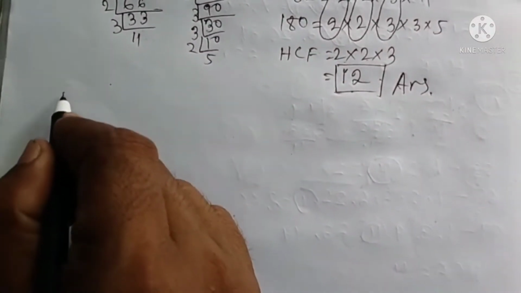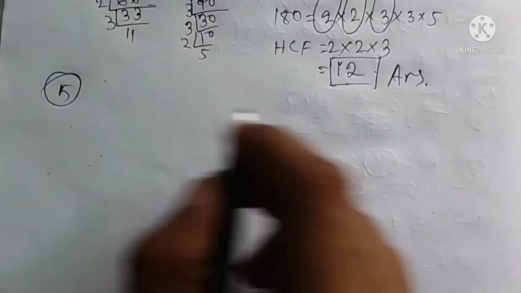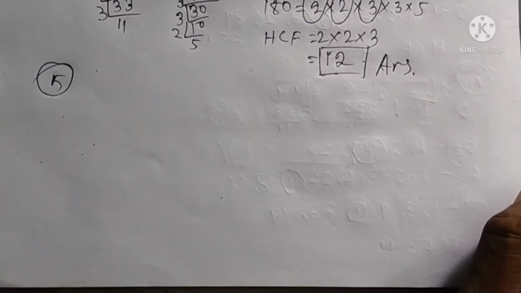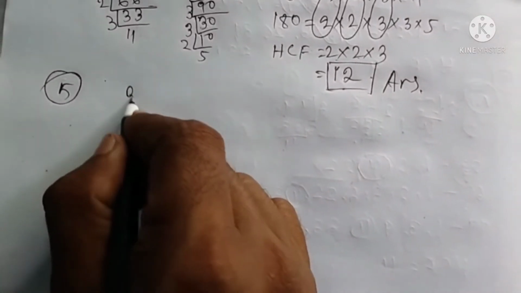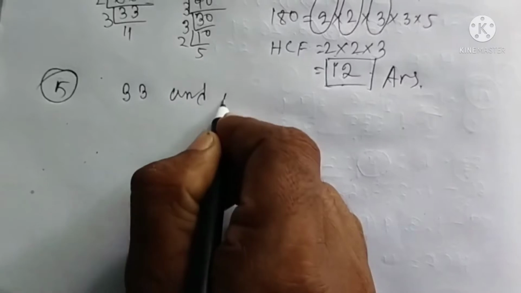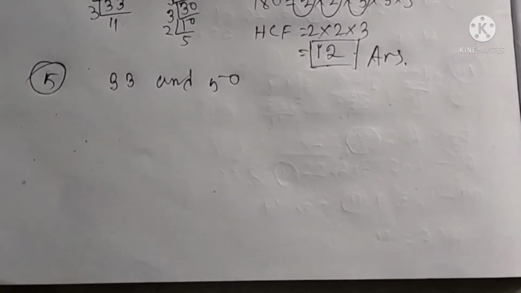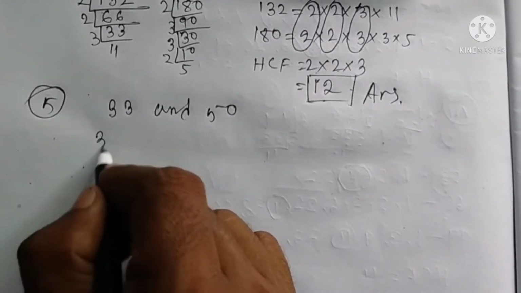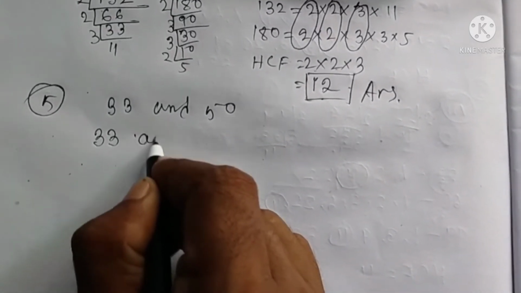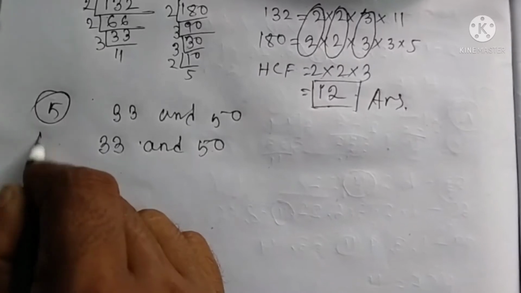Now try to solve question number 5. The given question is: find the least number of 5 digits that is exactly divisible by 33 and 50. So here we have to find the least number. So at first try to find the LCM of 33 and 50.